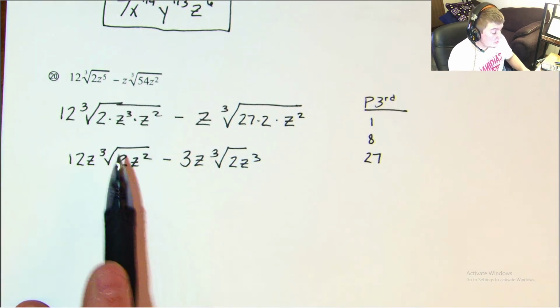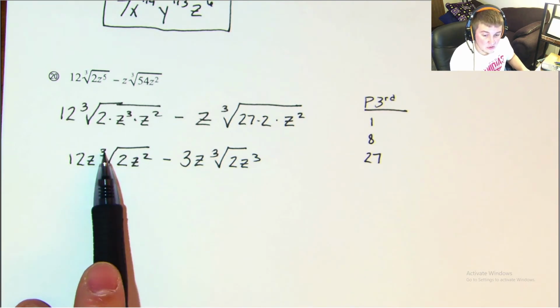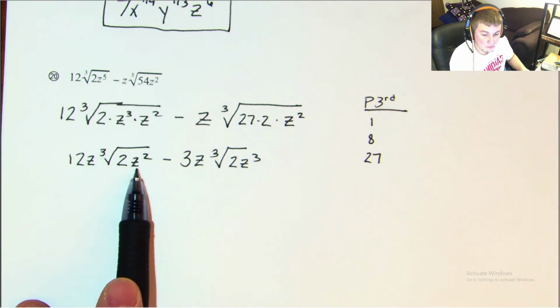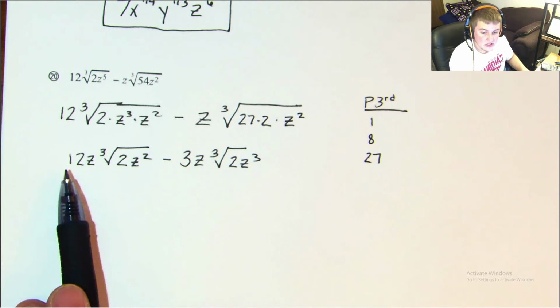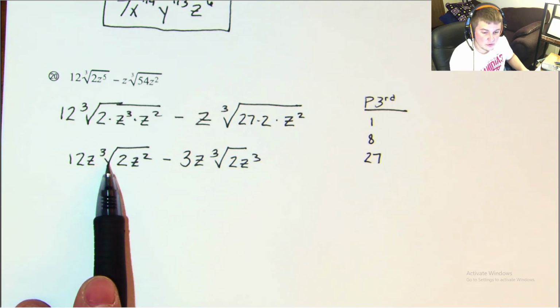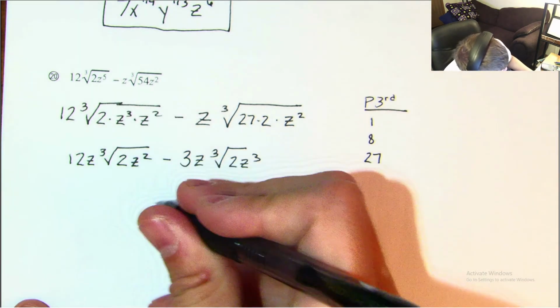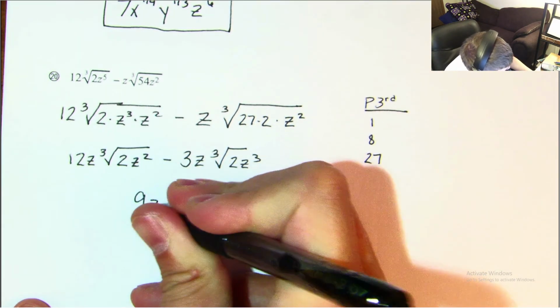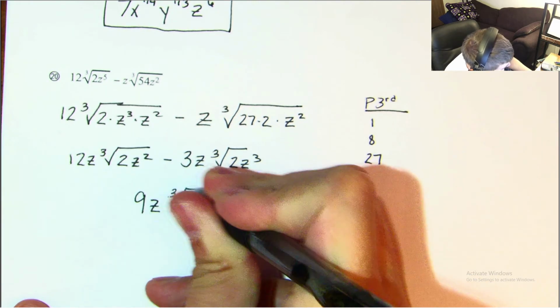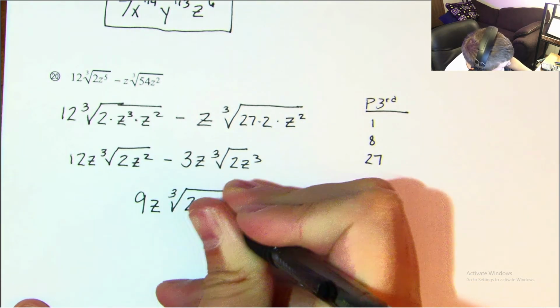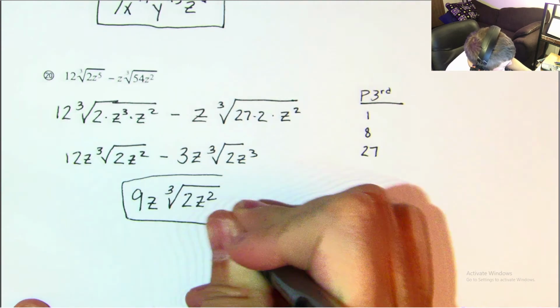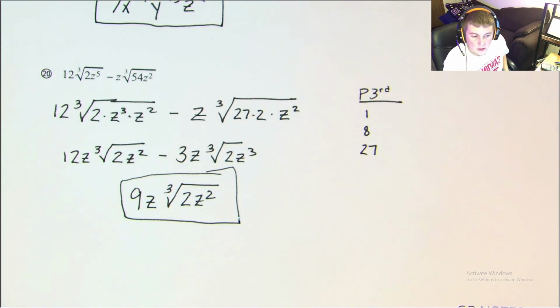All right, as we look at this, now I have radicals with the same roots and the same radicands. I can subtract those. So I have 12z times the cube root of 2z squared, and I'm taking away 3 of those exact same things. That means I'm left with 9z times the cube root of 2z squared.